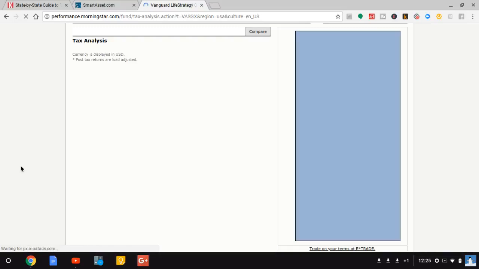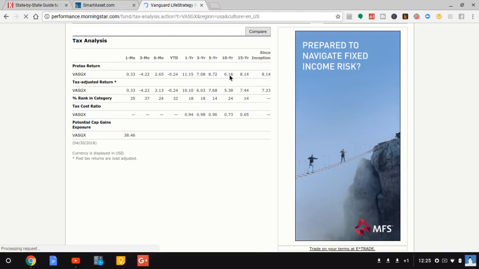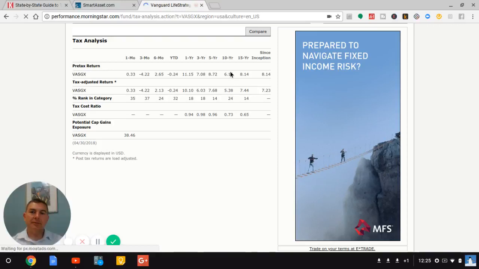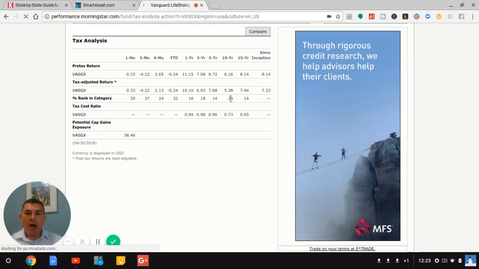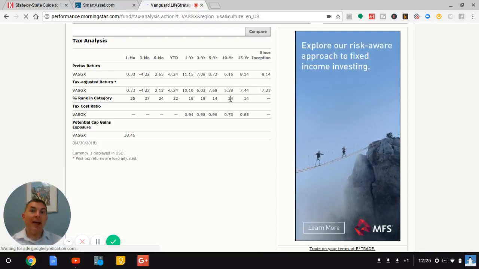All right, so here it is. Remember that? We're going to go to 10. 6.16 pre-tax, after tax 5.38, which means the tax cost ratio, where we are from a tax perspective, is we are in the top 24%, top quarter of our peers net of taxes. And that's what I want to see, especially if this is in a taxable account. Over 15 years, we're in the top roughly eighth of our peers net of taxes. And that's all that matters, my friends. That is all that matters. Not before tax, but after tax.